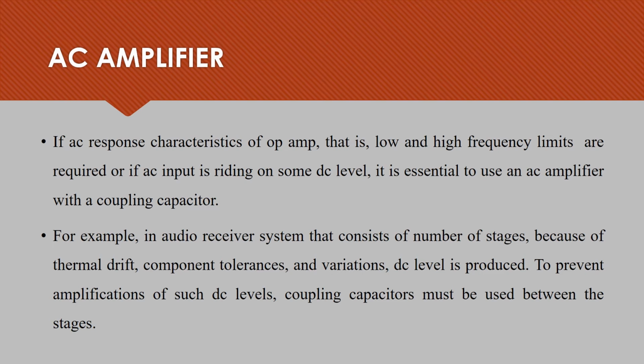For example, in an audio receiver system that consists of a number of stages, because of thermal drift, component tolerance and variations, the DC level is produced. So to prevent the amplification of these DC levels, coupling capacitors must be used between the stages. The AC inverting and non-inverting amplifiers with coupling capacitors we will be discussing.